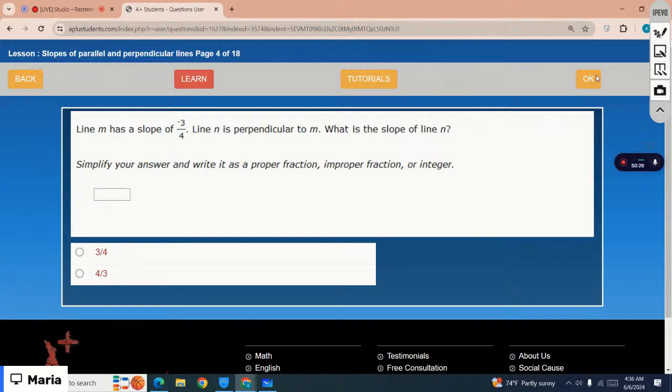Line M has a slope of negative 3 by 4. Line N is perpendicular to M. What is the slope of line N? Which is the correct option?